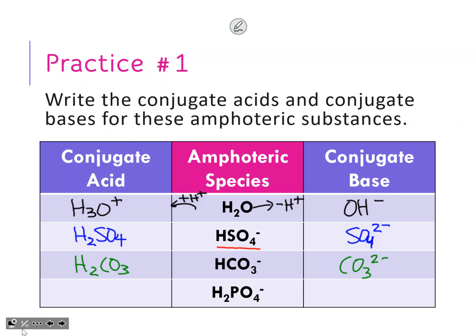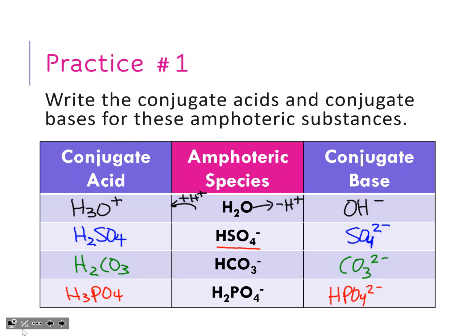And then the last one here with dihydrogen phosphate. The conjugate base is the -2 charge, good. And then if we add the H over and make the acid, H3PO4.